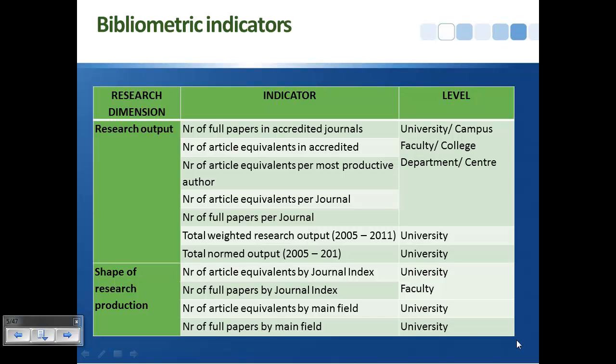Now, these slides I'm going to skip in detail, because I just want to show you that if we talk about the suite of bibliometric indicators that are available, we're talking about 40, 50, 60 types of indicators. And this is one classification. So you can use indicators to measure research output. Then you count number of papers, article equivalents, the outputs of most productive people per journal, full paper count versus article fractional count. You can normalize it by weighting it. And you can do it at the university level, campus level, faculty, college, department. So those 6, 7 core indicators suddenly become 20, 30 subsidiary indicators.